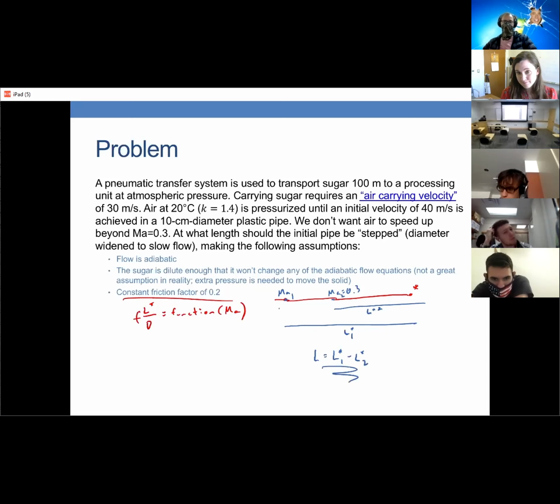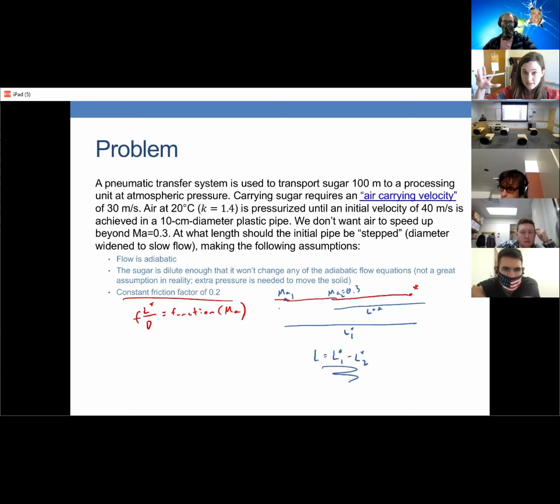I have a quick question. Yep. If it says we don't want the air to speed up beyond Mach 0.3, is the 0.3 at the very end of that first line of pipe? Yeah, before it gets stepped up. Before it gets stepped. Okay, cool. Thanks. That's just how I decided to set it up. I think it makes sense.